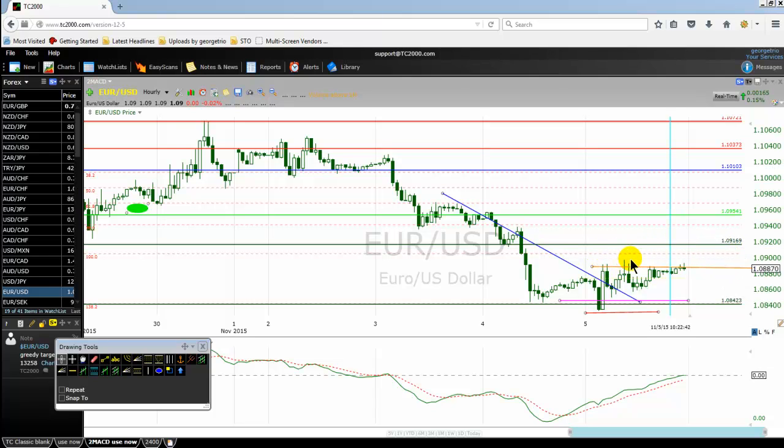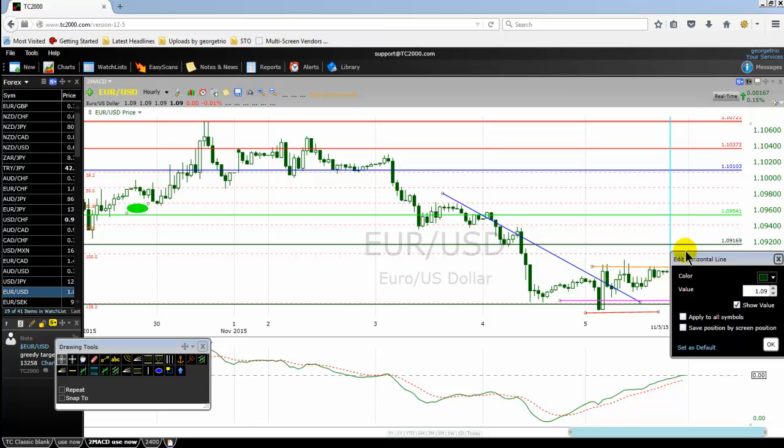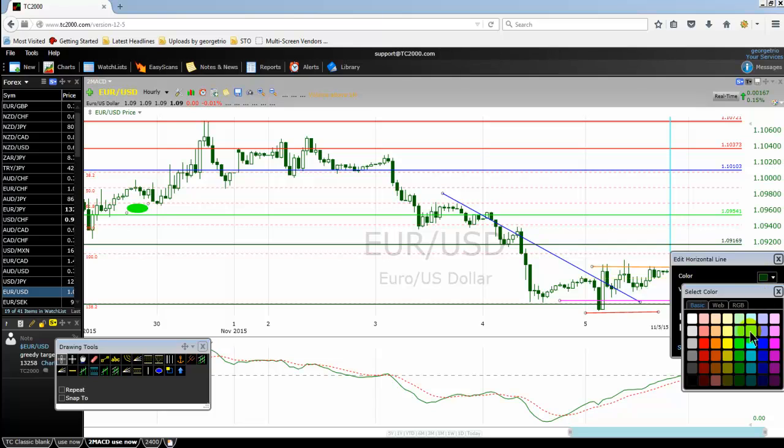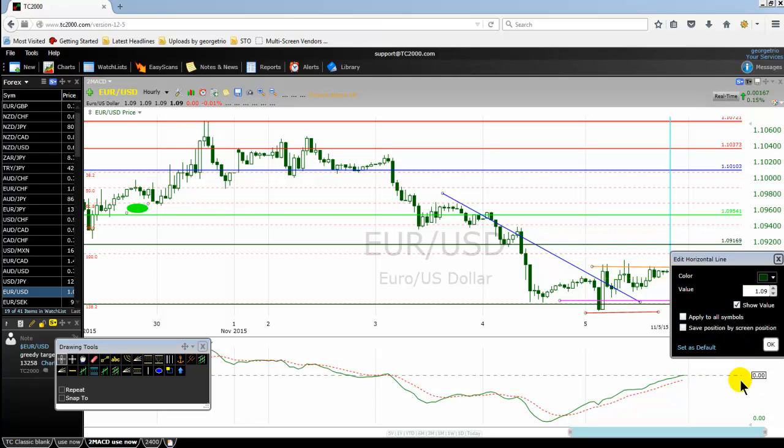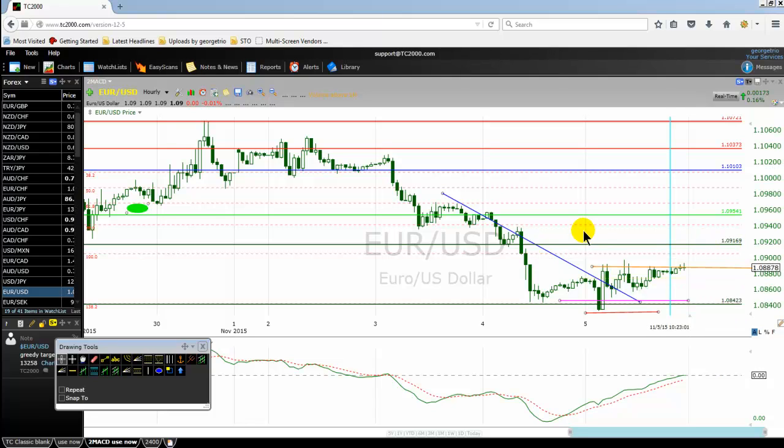40 pip. I will color that in dark green. That's for the euro. For the second trade, I'll set the target at 10916. It's not bad, 40 pip. For the first trade, which I took at 10890, I will not set a target for that. I will leave it open and let it run.